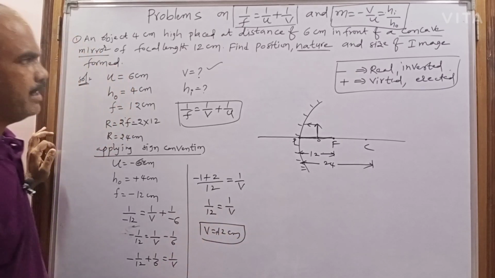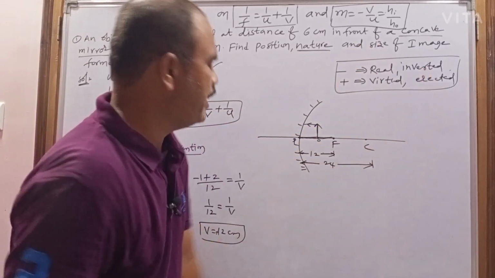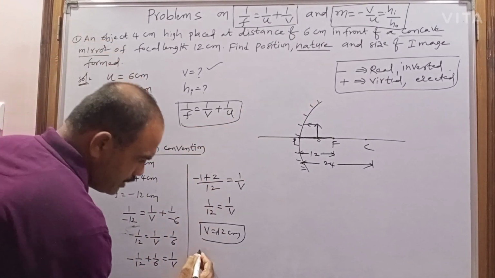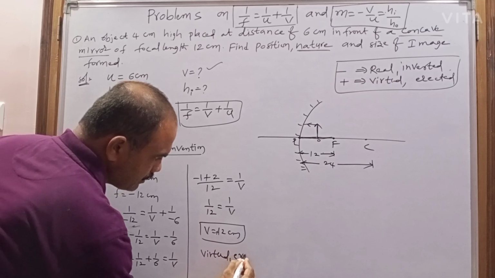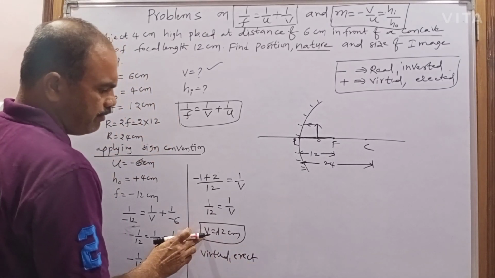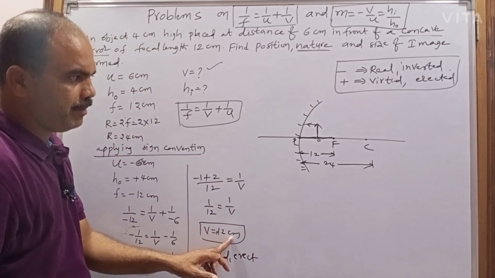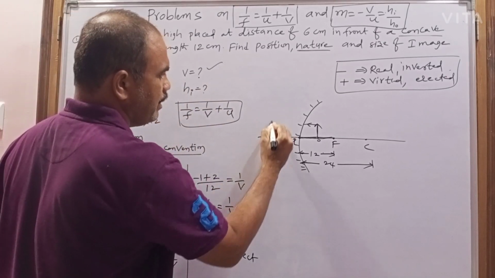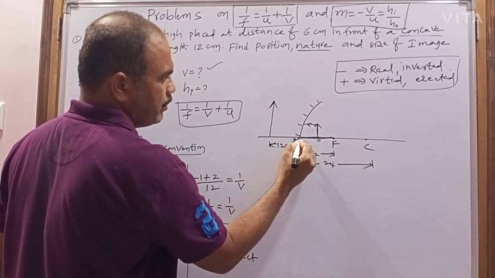Plus means what is the nature of the image? Plus means virtual erect. So you get the positive value. That's why the nature of the image is virtual erect. And now you know the V value, the image distance. Where is the image formed? The image is formed at 12 centimeter behind the mirror. Behind the mirror, the image is formed 12 centimeter from the pole of the mirror.